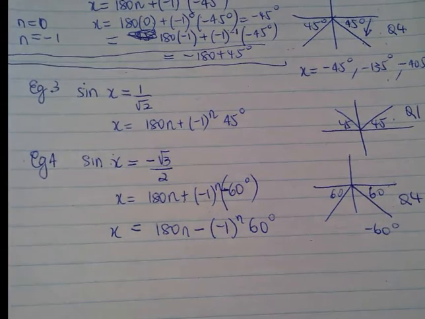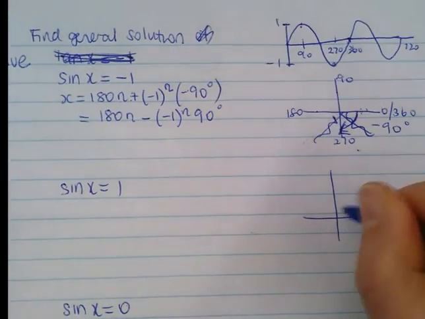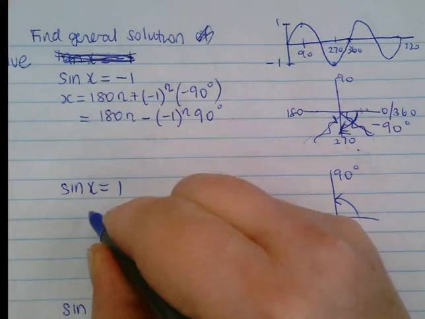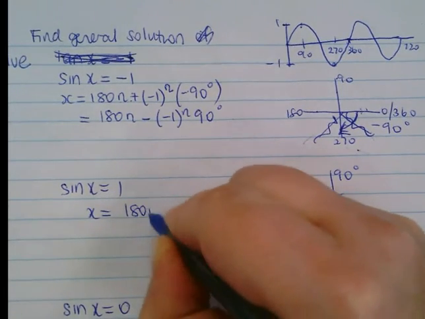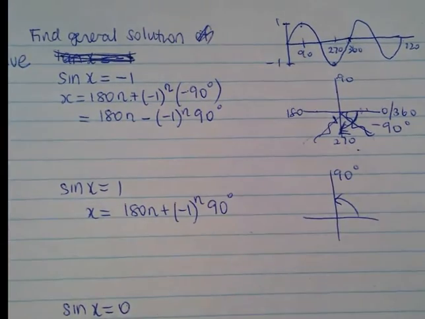We're okay with that? Sine x is 1. Isn't that 90? The acute angle is 90. So our acute angle is 90 for this one. So x is 180n plus (-1)^n times 90 degrees.